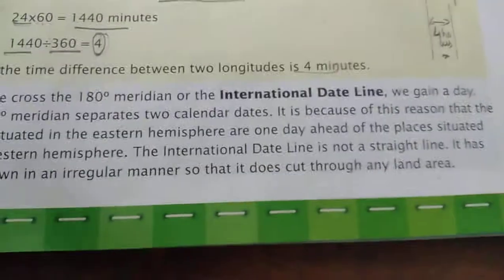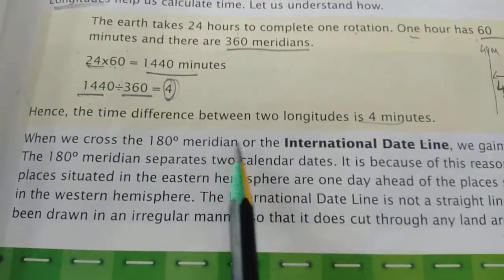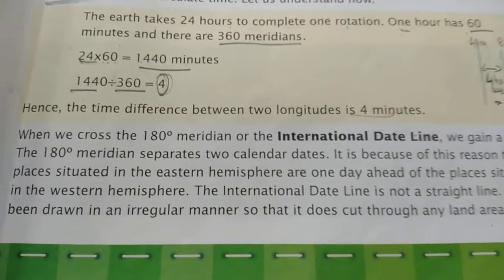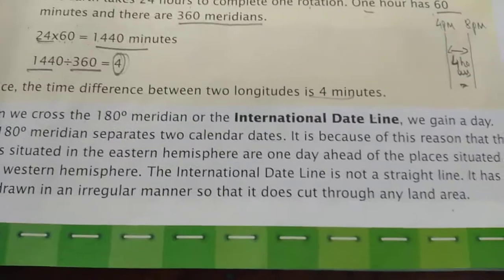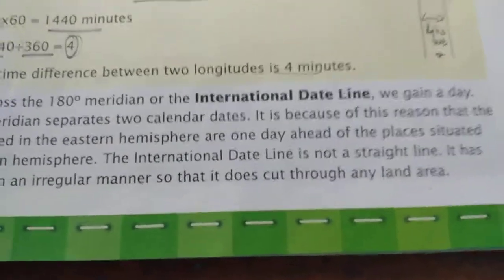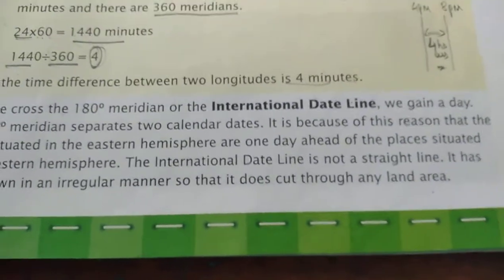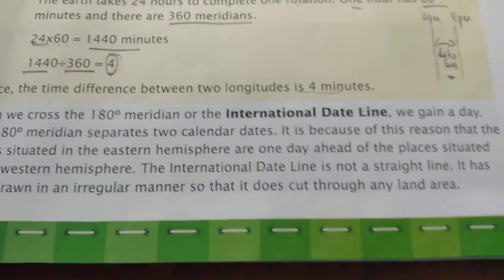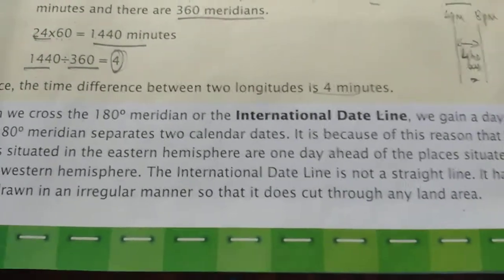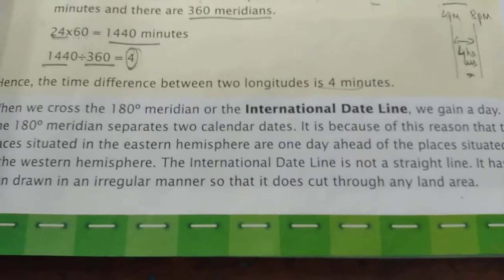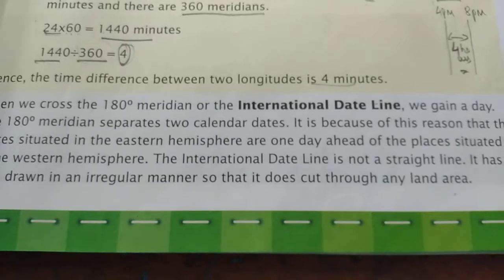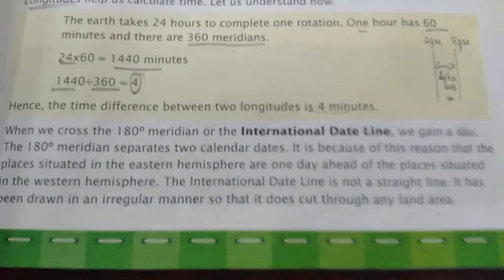When we cross the 180 meridian or the international date line, we gain a day. So when we cross the 180 meridian, which is also known as the international date line, we gain a day. For example, if today is Monday in India, then in London it will be Tuesday. So with the help of the 180 meridian or the international date line, if we move from one side, we will gain one day.